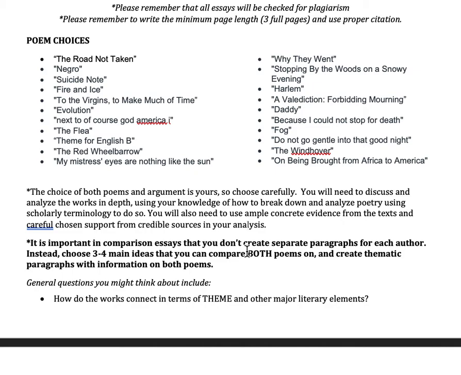Make sure you use the literary terminology that we talked about in your analysis. And again, pull good, solid evidence in the form of quotes from your sources, and from the poems themselves. If you're going to tell me that the theme from "English B" has a certain rhythm or rhyme scheme, then you should show that to me. If you're going to talk about the structure of "Fire and Ice," you need to show that with quotes.